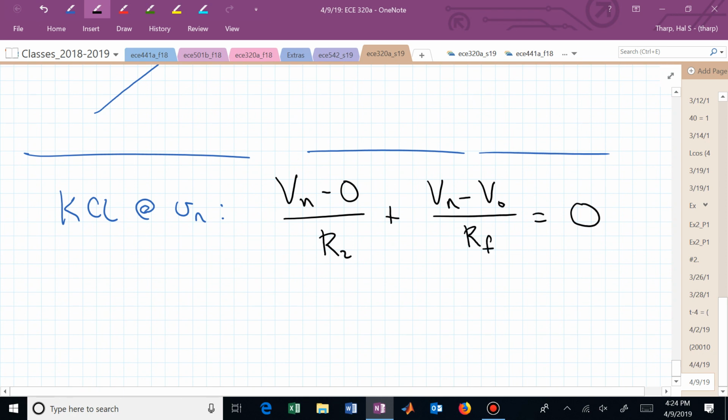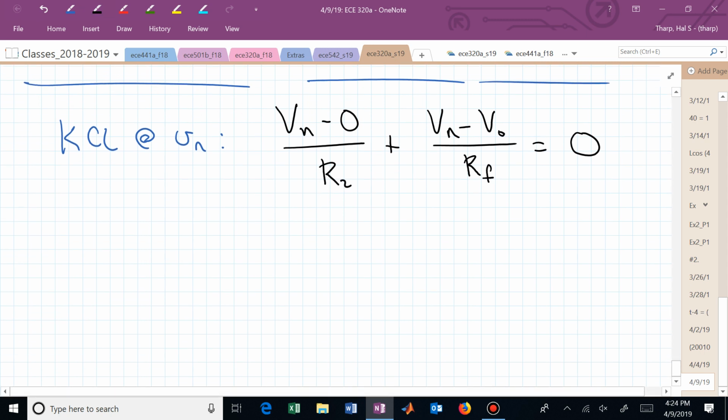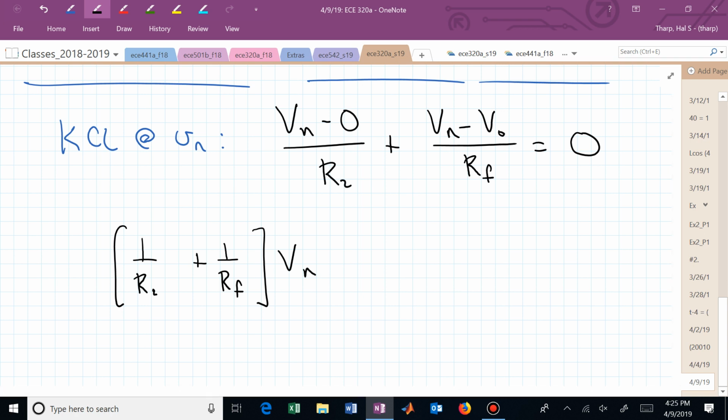And those equal 0. We can now find a transfer function between Vn and Vo. Let's combine the terms that scale V sub n. I have a 1 over R sub 2, and I have a plus 1 over R sub f. And if I put the V0 term on the other side, what do I have on the other side? If I add V0 over R sub f, I don't have anything on the left, and I have what was on the right.